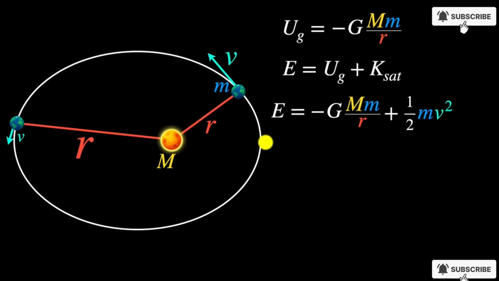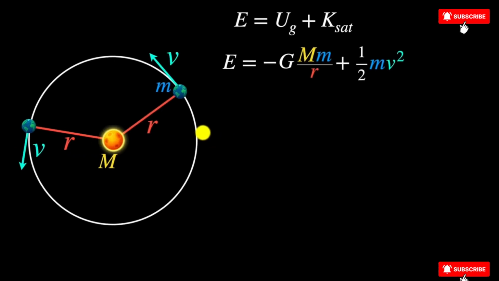But remember, Earth's orbit around the sun is pretty circular. So let's consider circular orbits now. Well then, the distance of the planet from the star stays exactly the same everywhere, right? Which means the potential energy is now a constant.